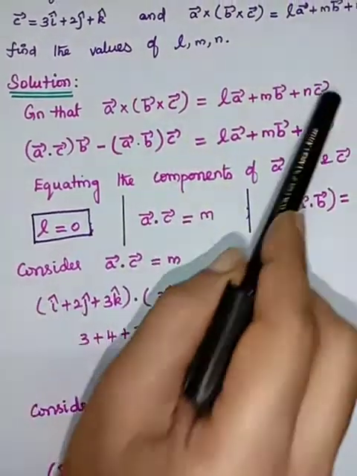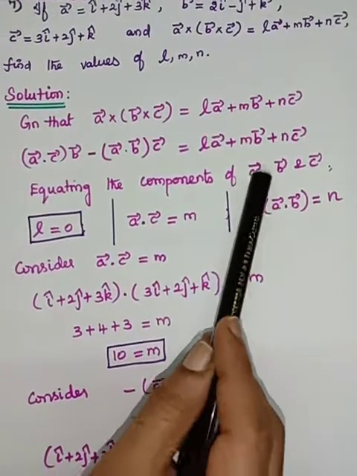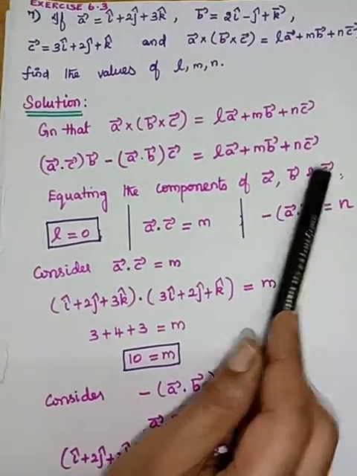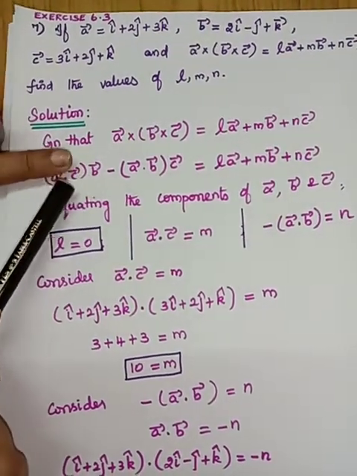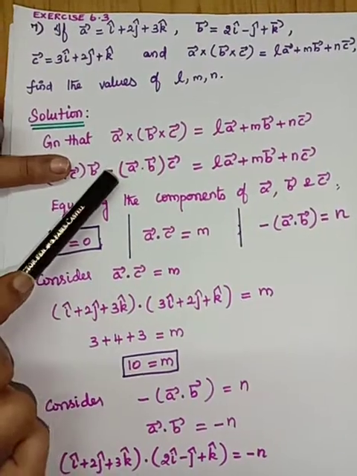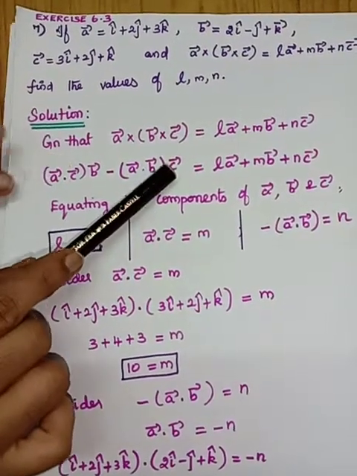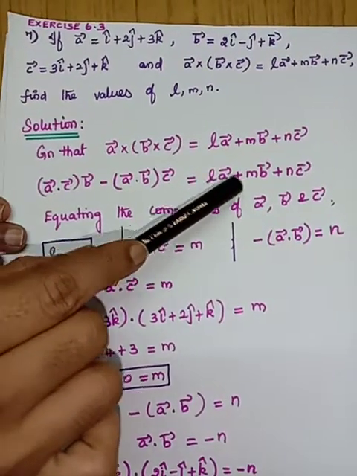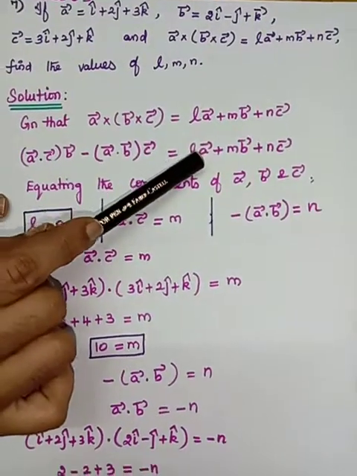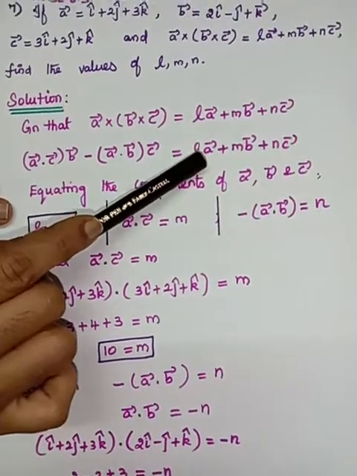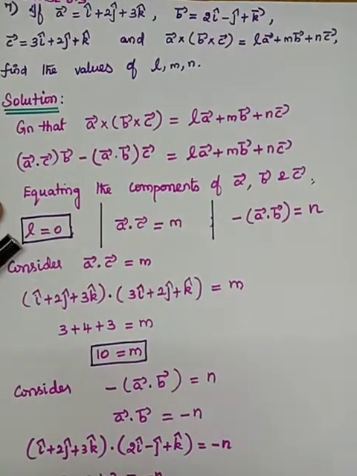So that is equal to L a vector plus m b vector plus n c vector. It is given. So equating the components of a vector, b vector and c vector. So a dot c is a number. So one number into b vector minus another number into c vector, which is equal to L a vector plus m b vector plus n c vector. So see that here the component in the right hand side, the components of a vector is L.